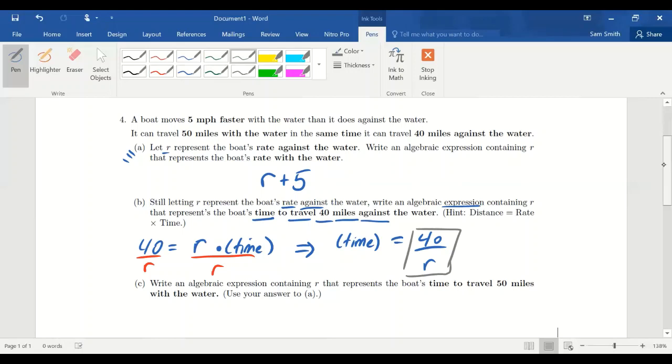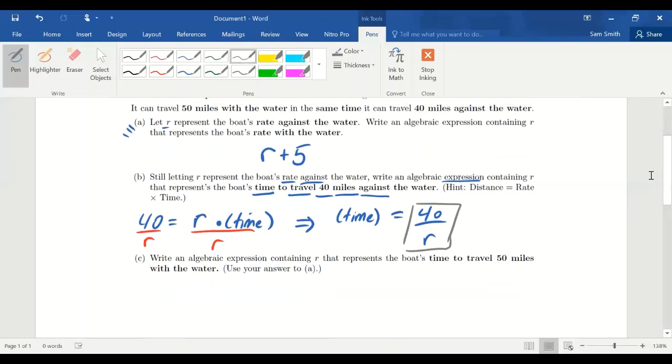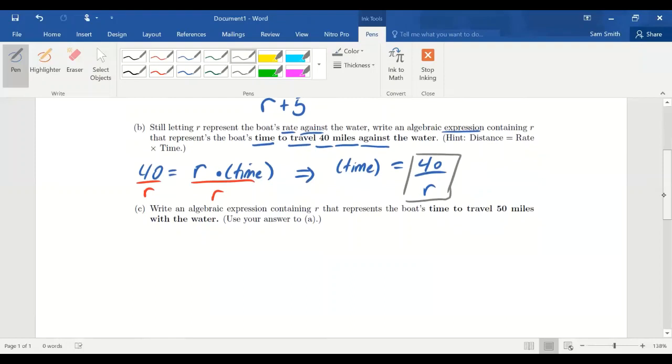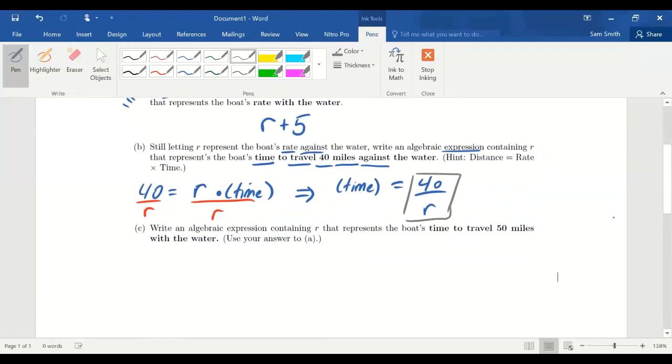So here's what we are doing for the next couple of parts. Part C: write an expression that represents the time to travel 15 miles with the water. And then once you have those two times, you can write an equation that represents that those two times are the same. And if they're the same, then they're equal. And you can solve that equation for R.